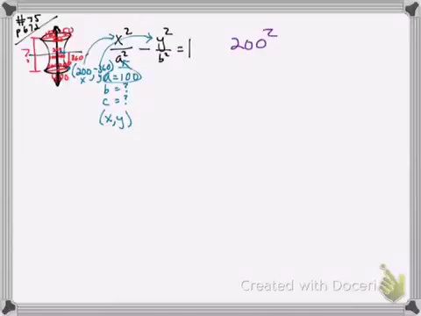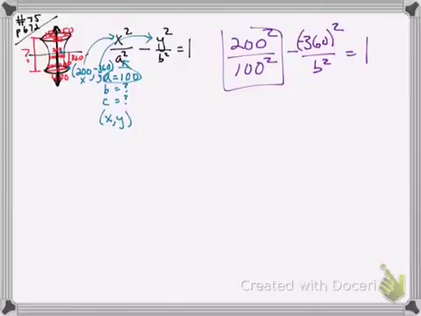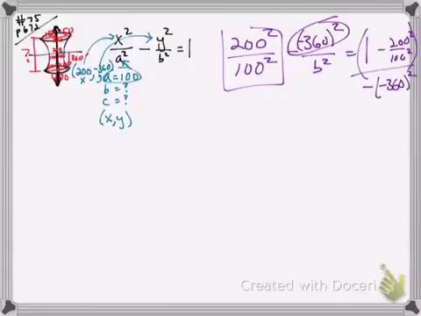So 200 squared over 100 squared minus negative 360 squared, and that's over b squared, equals 1. Now you can see b is the only thing that we don't know. So let's figure that out by solving for b. This is kind of complicated. I'm going to subtract over that 200 squared over 100 squared. And then I'm going to divide by this part, negative 360 squared.